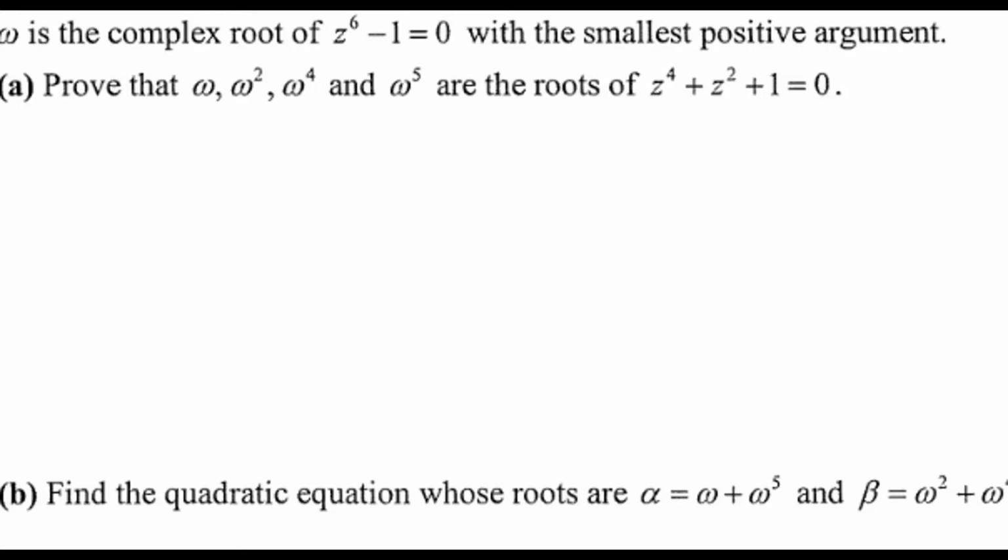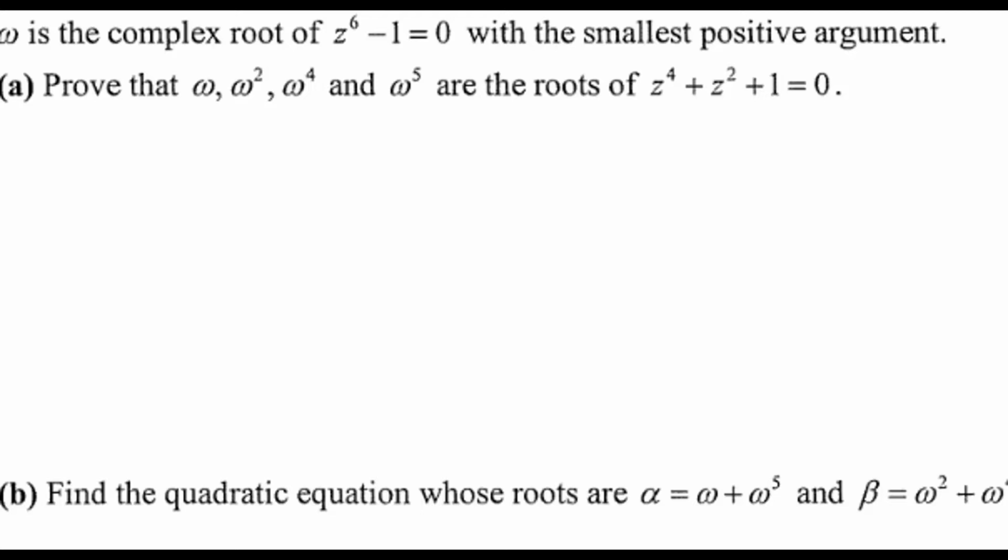A student has sent through this complex numbers question, which reads, w is the complex root of z to the 6 minus 1 equals 0 with the smallest positive argument. Part A says to prove that w squared, w to the 4, and w to the 5 are the roots of z to the 4 plus z squared plus 1 equals 0.